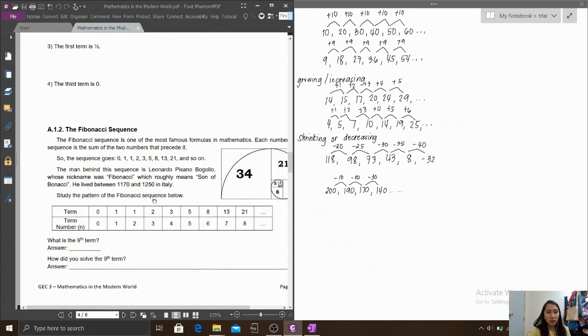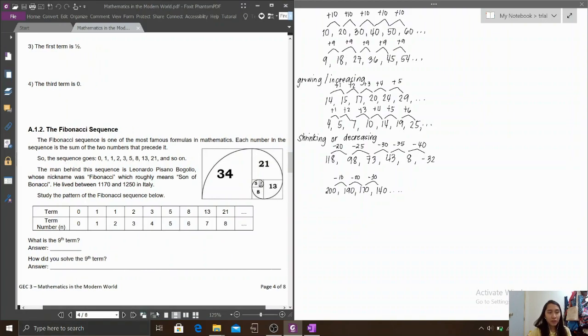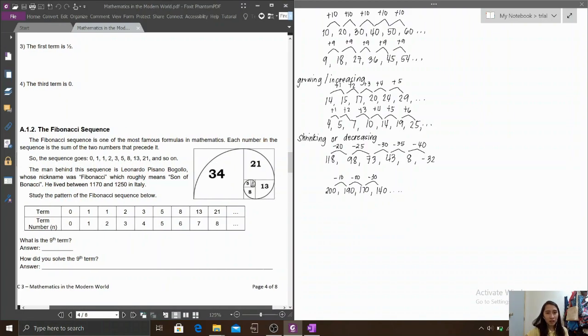Now, let's proceed to the Fibonacci sequence. In the Fibonacci sequence, each number in the sequence is the sum of the two numbers that precede it. We have the table here. This row corresponds to the term, or the individual numbers in the sequence. And for the second row here, we have the term number.